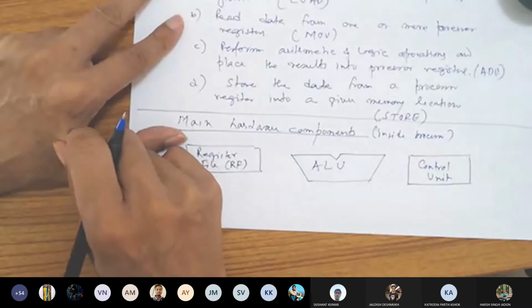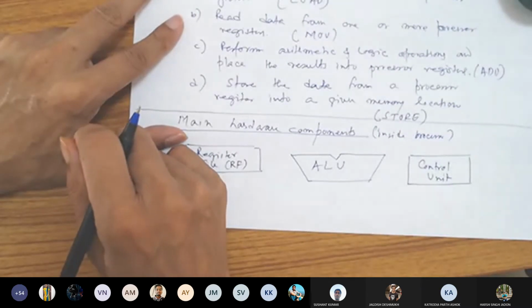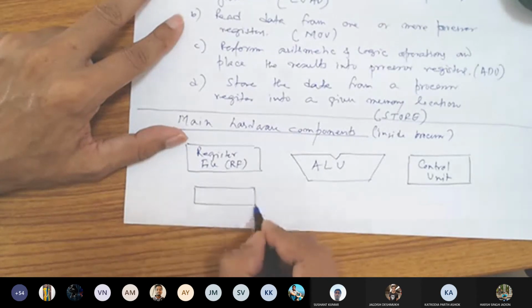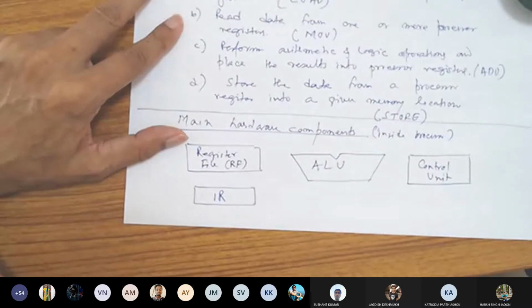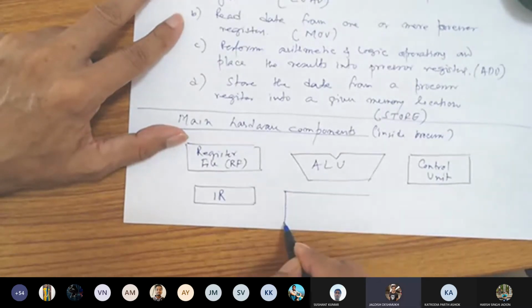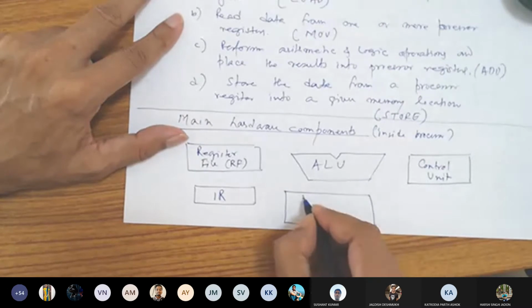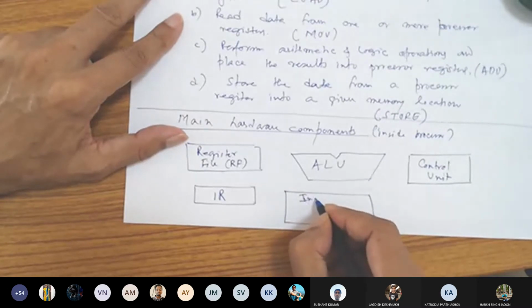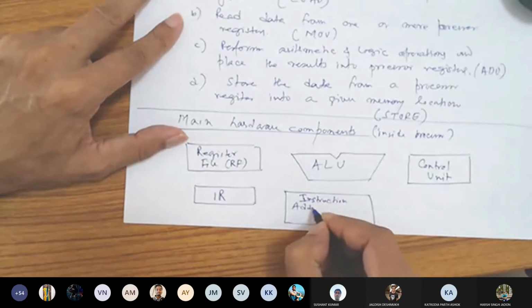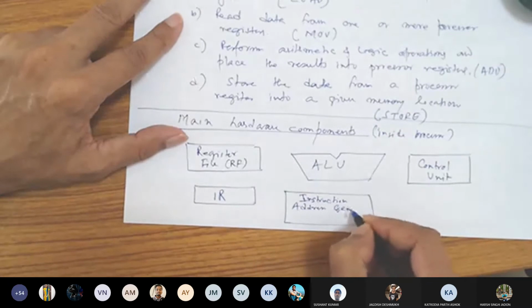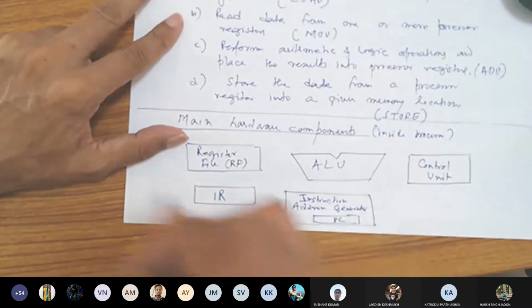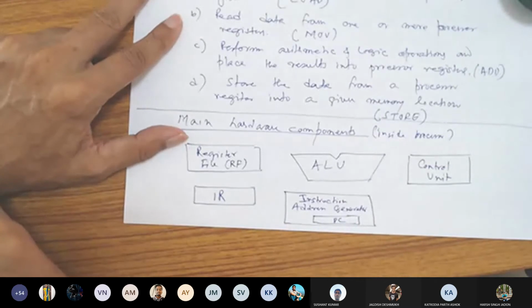Other than this, you require instruction register. You require program counter. So we can say instruction address generator. Inside that there will be a special register that is called PC. Anything else?